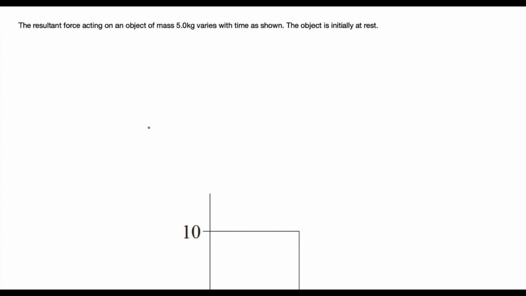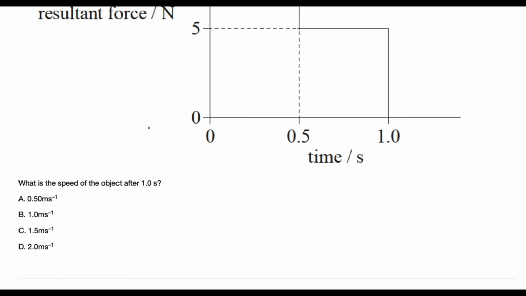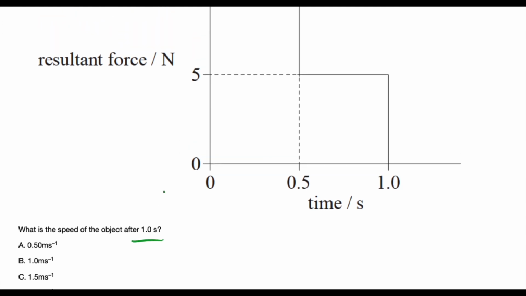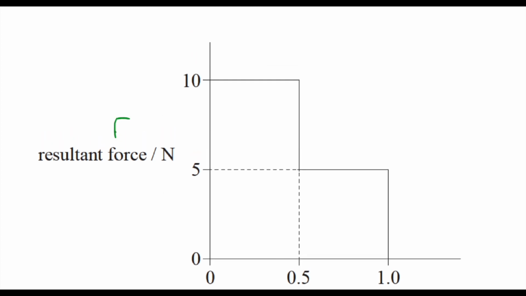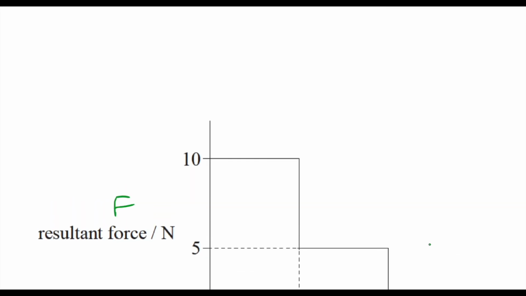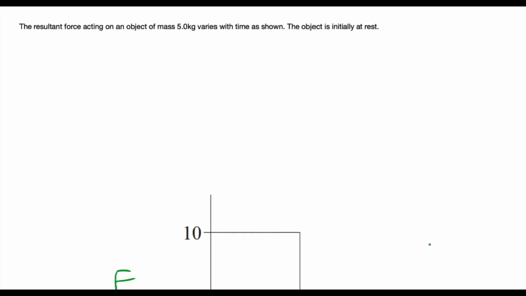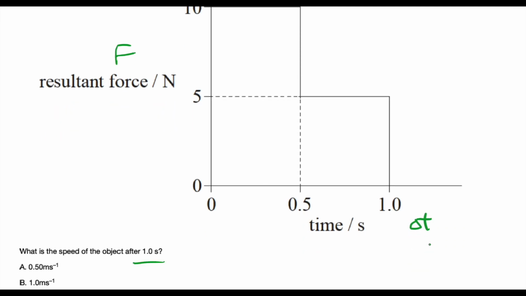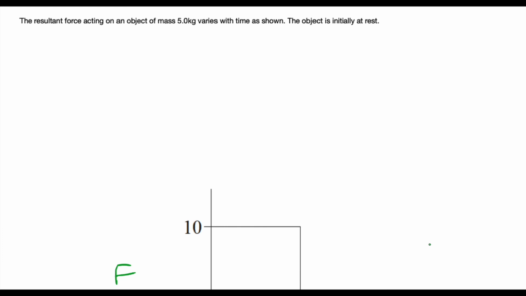The object is initially at rest. What is the speed of the object after 1 second? So we know the time, we know the force, we also know delta t, and we are asked to find what? We're asked to find the final velocity after 1 second. So when you see all of those quantities of force, change in time, velocity, and you also know mass, you need to think of impulse.